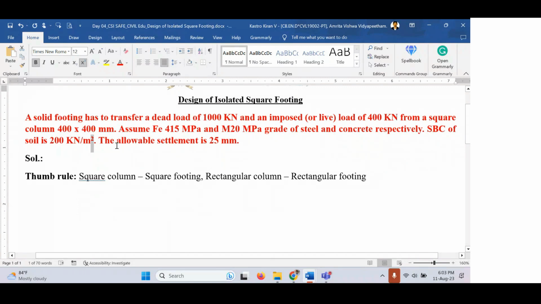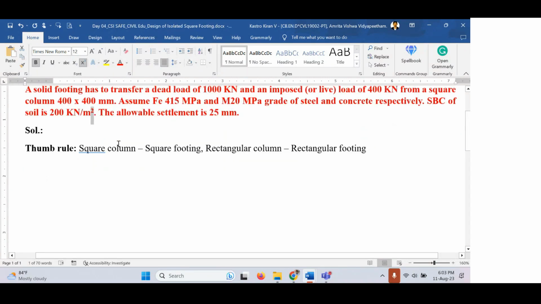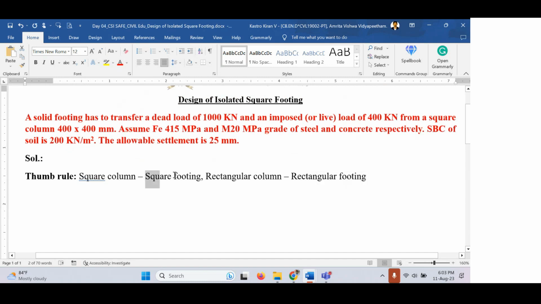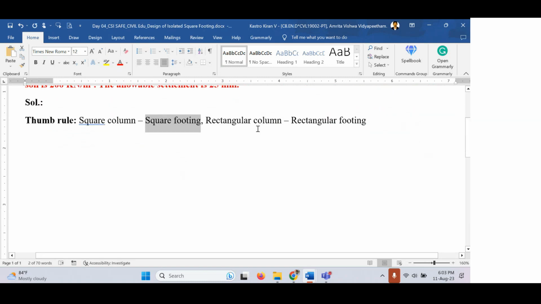So we know that for a square column, it is required to design a square footing, and for a rectangular column, it is required to design a rectangular footing. That's the thumb rule we have been talking about from the first session onwards related to the design of footing. So when it is a square column, we mostly design a square footing. When it is a rectangular column, we mostly design a rectangular footing.